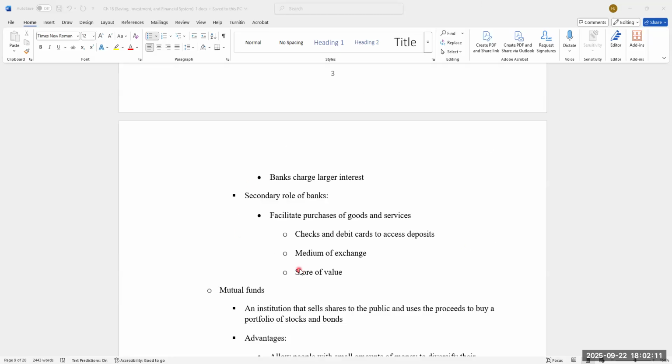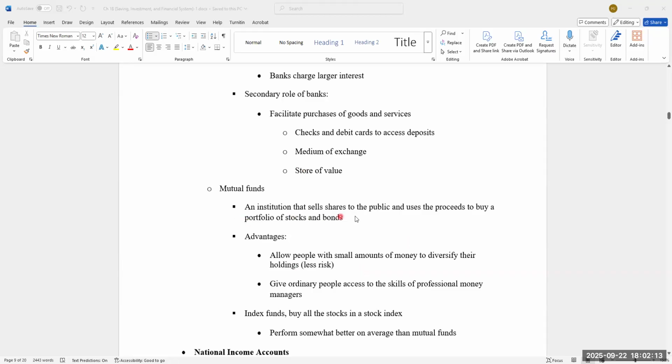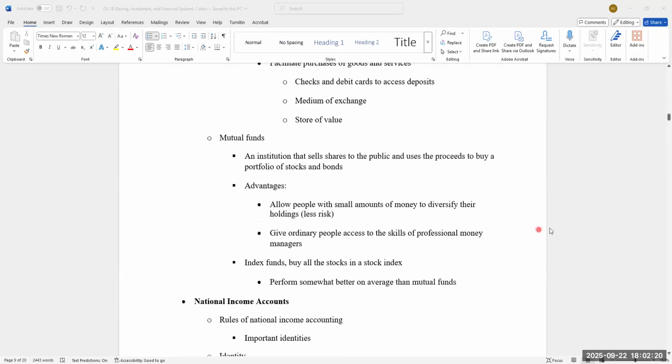All right, what is a mutual fund? It's an institution that sells shares to the public and uses the proceeds to buy a portfolio of stocks and bonds. Okay. There's a lot of mutual funds out there. The big players are like Vanguard, T. Rowe Price. These are large companies, and what they do is they allow smaller people like me to be able to buy little pieces of a lot of companies.